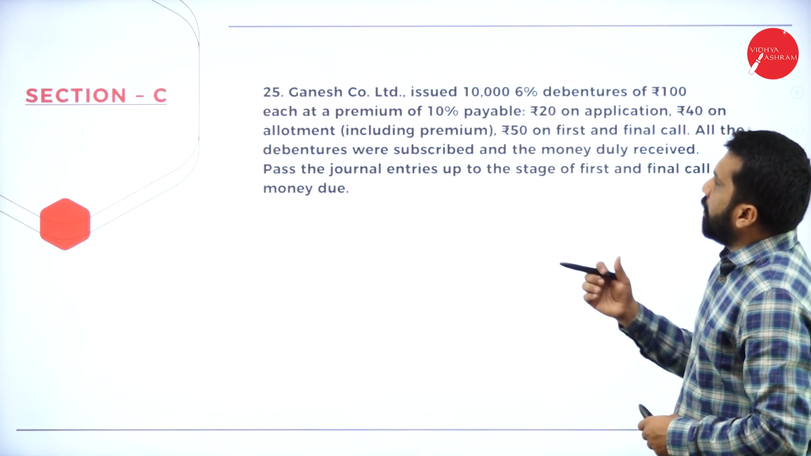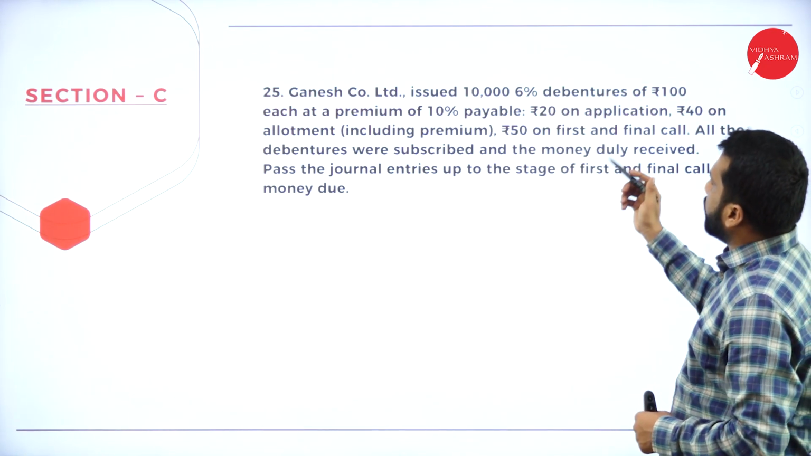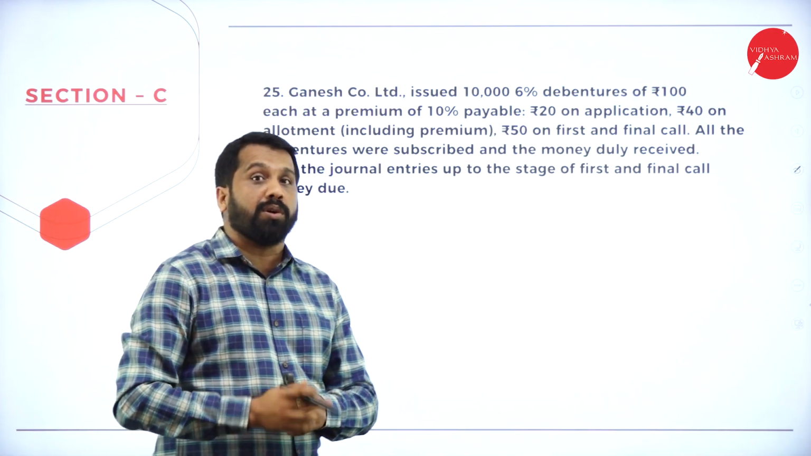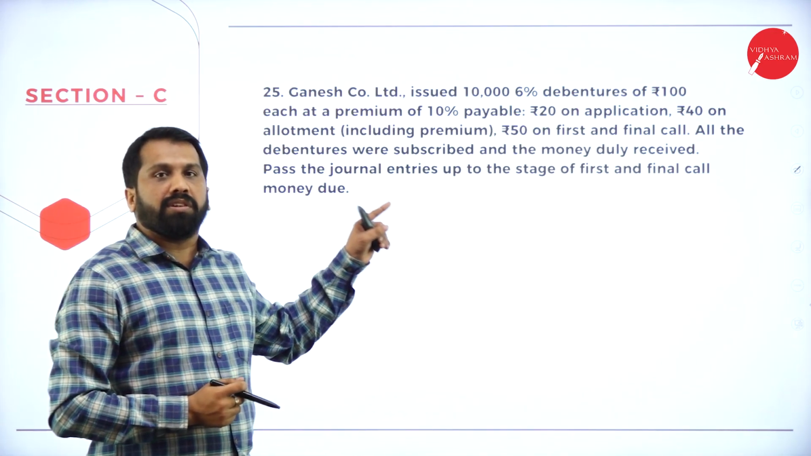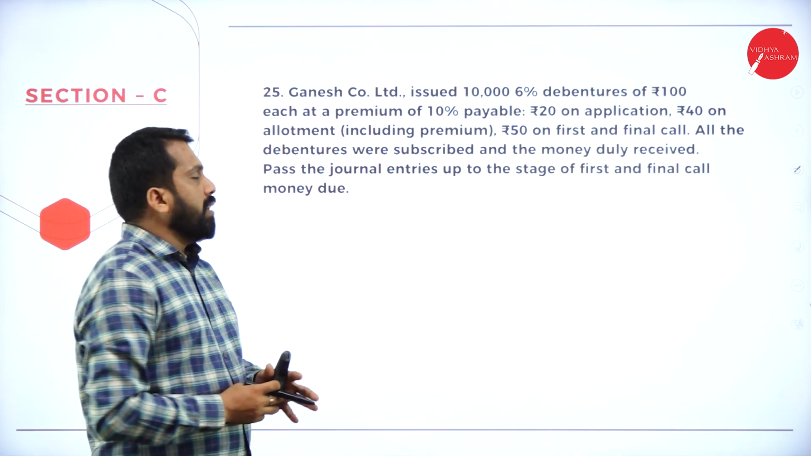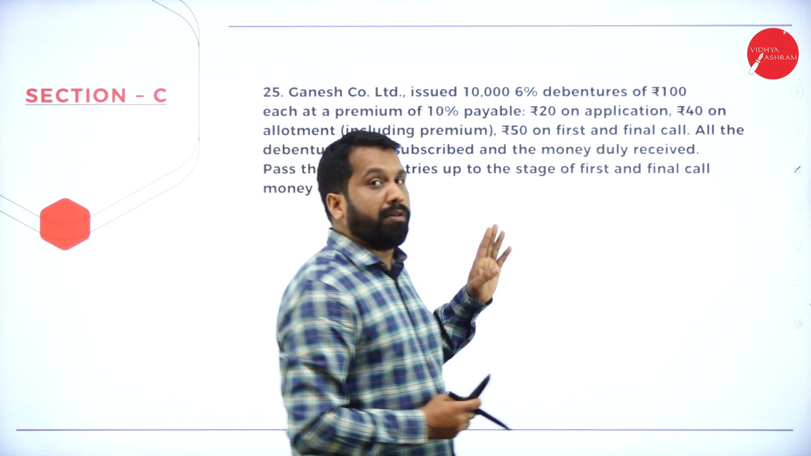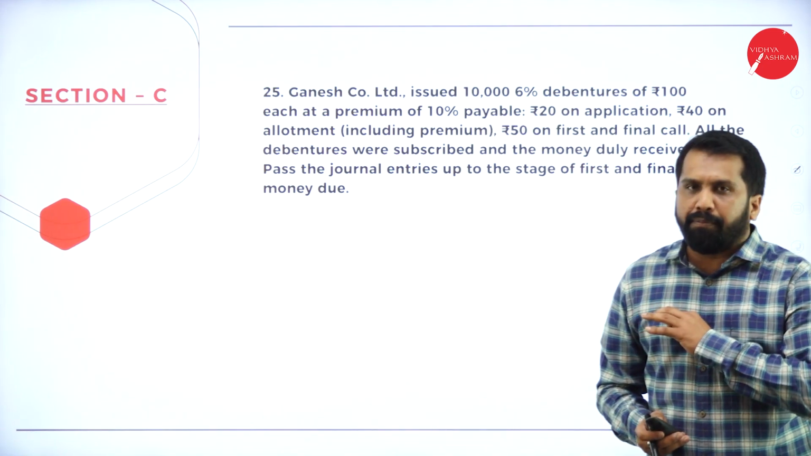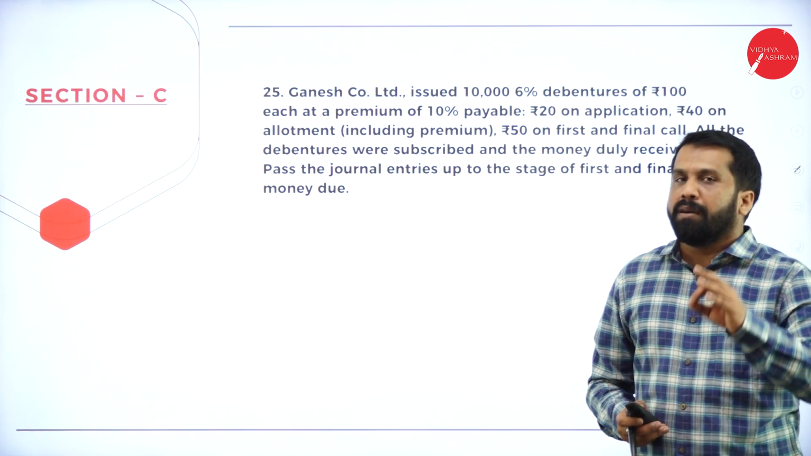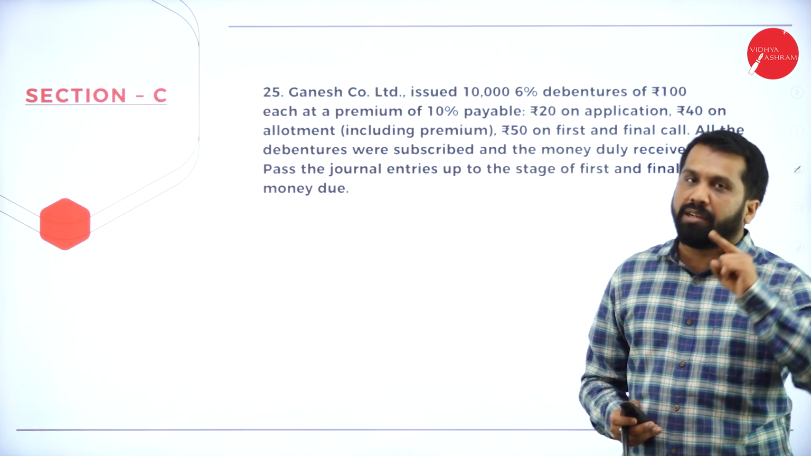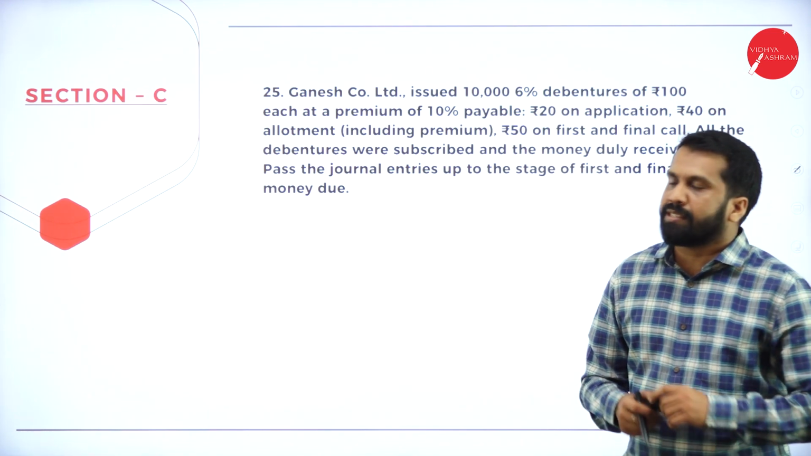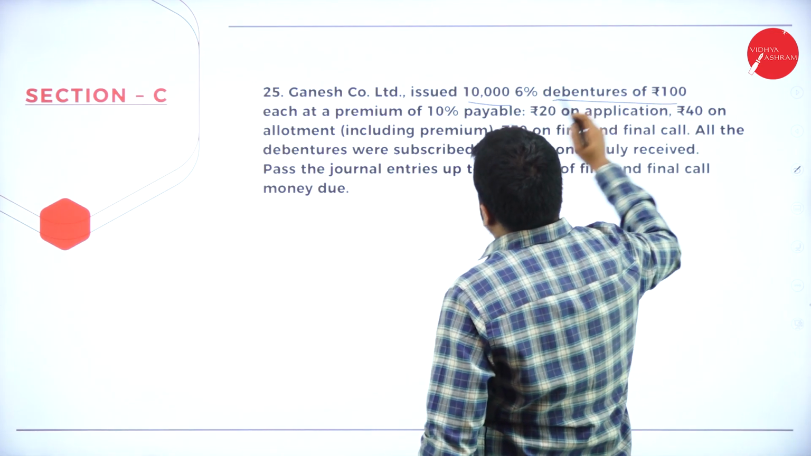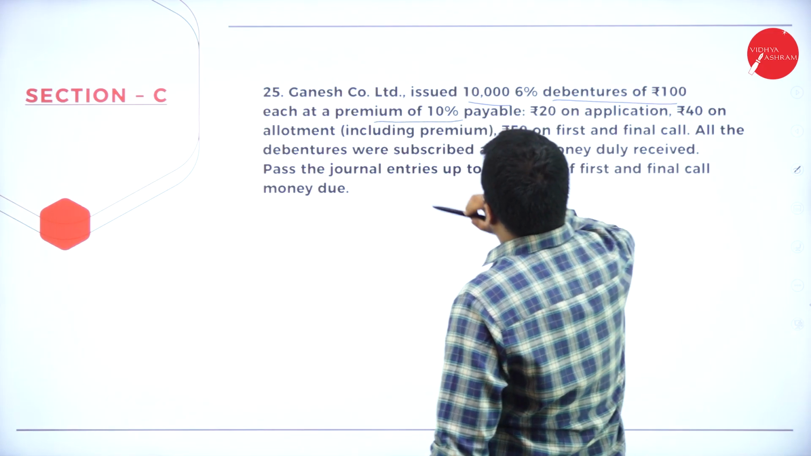Then Ganesh issued. So these are your debentures. Issue of debenture will be covered in detail while doing your 12 marks problem. Now, in the 12 marks problem, we do issue of shares. In the issue of shares and issue of debenture, everything is absolutely the same. But only here we use debenture, there we use shares. Now, Ganesh Limited issued 10,000 6% debentures of 100 each at a premium of 10%.